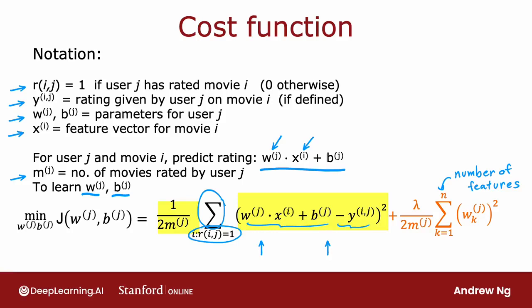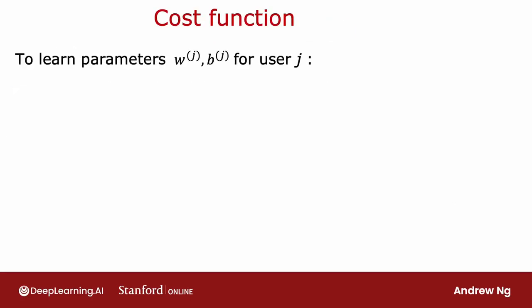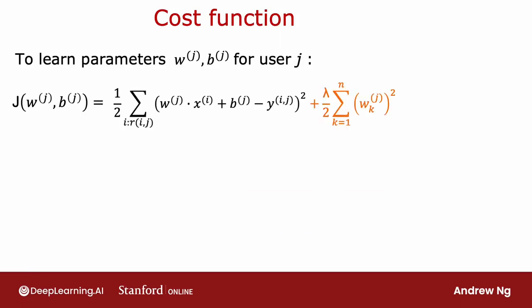Now, before moving on, it turns out that for recommender systems, it would be convenient to actually eliminate this division by mj term. mj is just a constant in this expression, and so even if you take it out, you should end up with the same value of w and b. Now, let me take this cost function down here at the bottom and copy it to the next slide. So we have that to learn the parameters wj, bj for user j, we would minimize this cost function as a function of wj and bj.